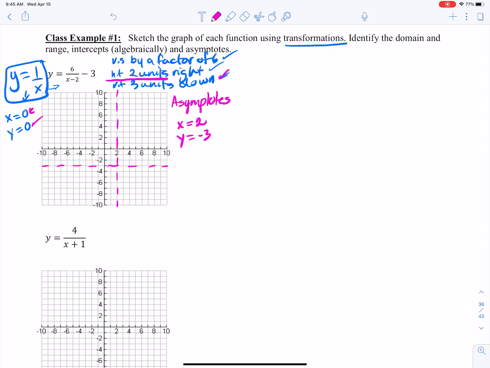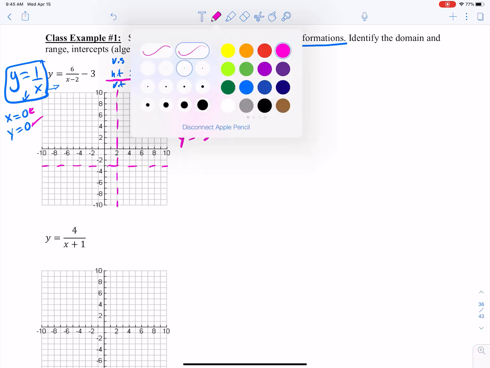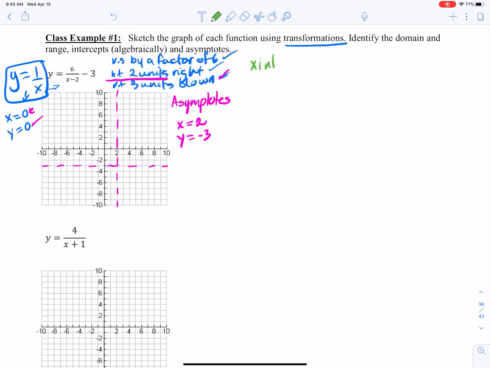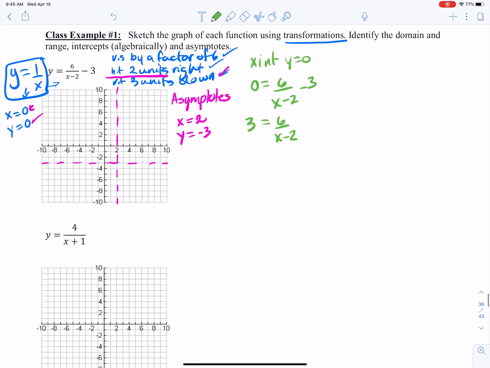Now I'm going to go ahead and find the x and y intercepts before I graph it, because that's going to help me. So x-intercept, where y is equal to 0. And I'll solve that equation. Multiply both sides by x minus 2. And I have an x-intercept right there.